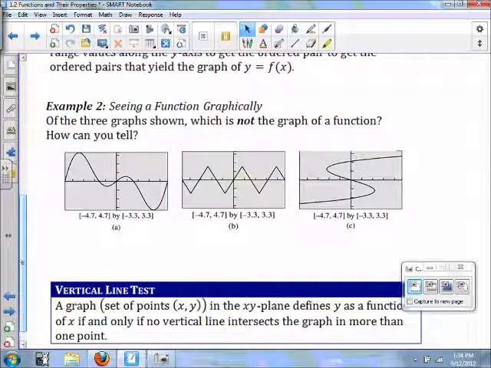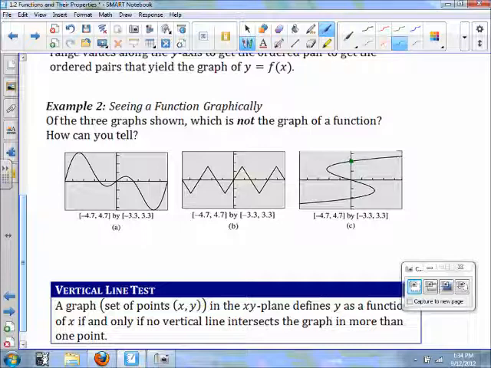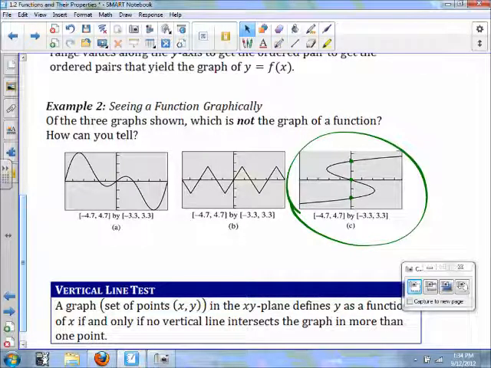Now in example 2, of the three graphs shown, which is not the graph of a function? How can you tell? Well, that's actually pretty simple. In the first one, in letter A, there is a unique y for every x value. Same with the second function. However, if we look at the third function, there's a value here for x equals 0, a value here for x equals 0, and a value here for x equals 0. So this is the one that is not a function.